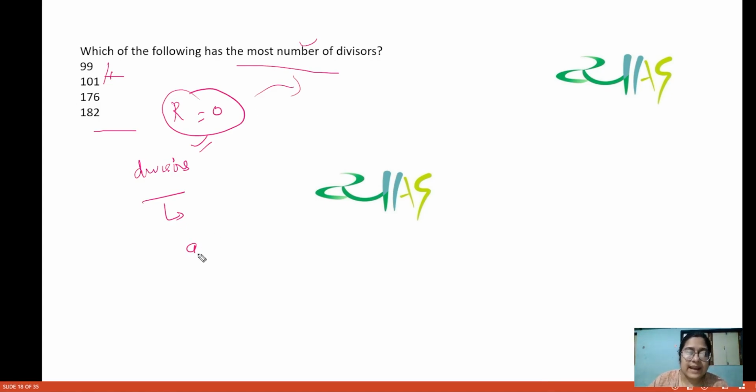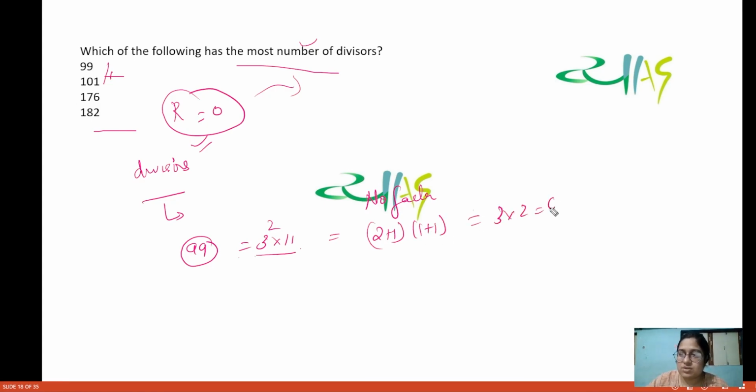So you have 99. You very well know 3 square into 11. So the number of factors of 99 is 2 plus 1 and 1 plus 1. So total factors are 3 into 2, that is equal to 6. When you are asked about 101, you will get it as a prime number. So you have 101 into 1. So the number of factors will be 2 only, right?